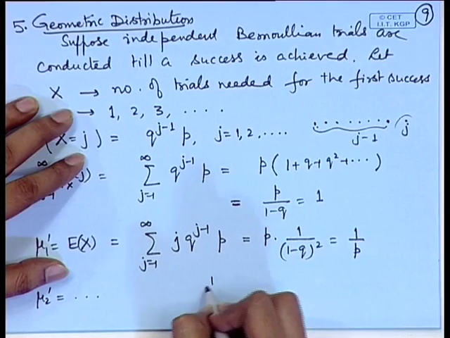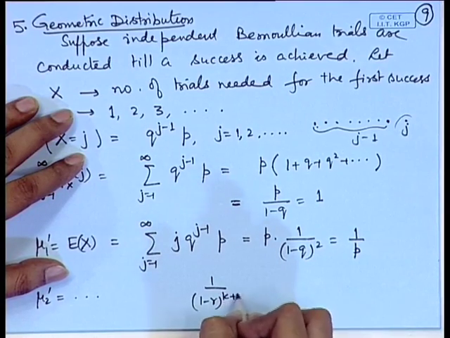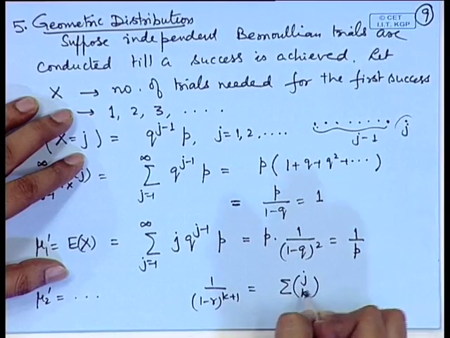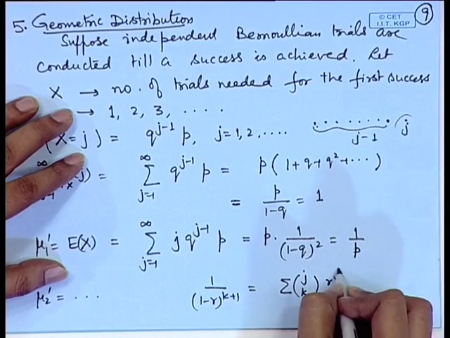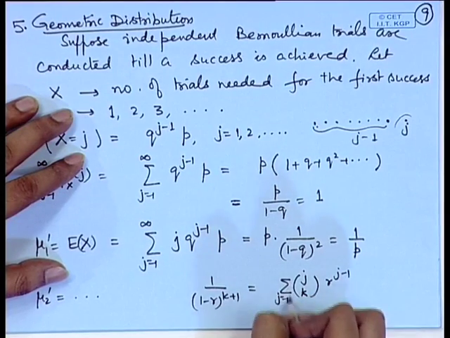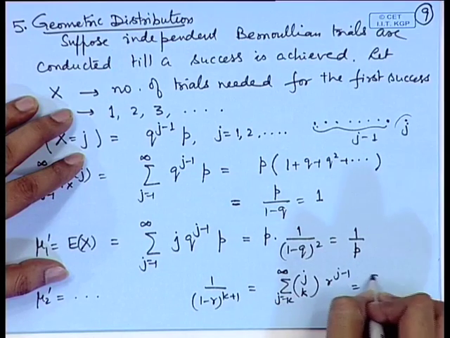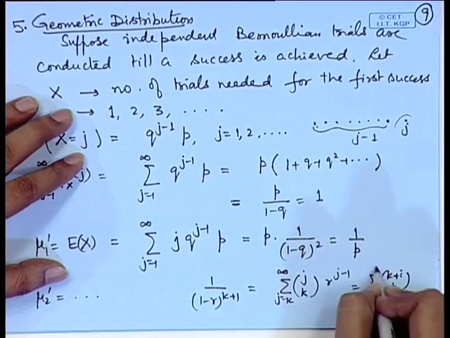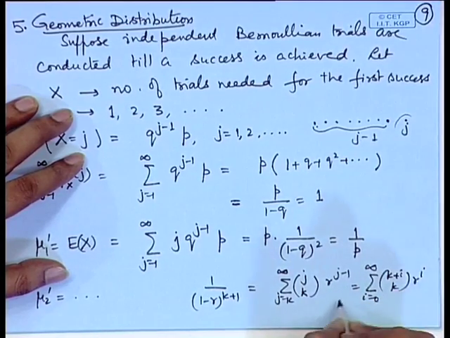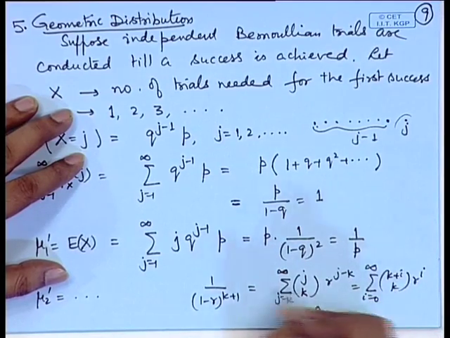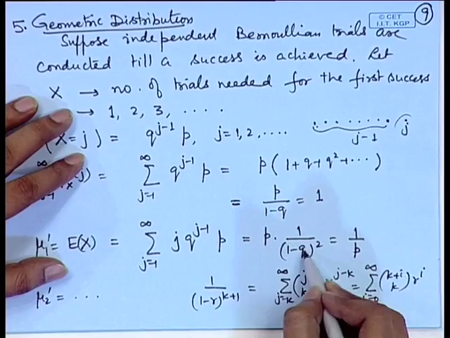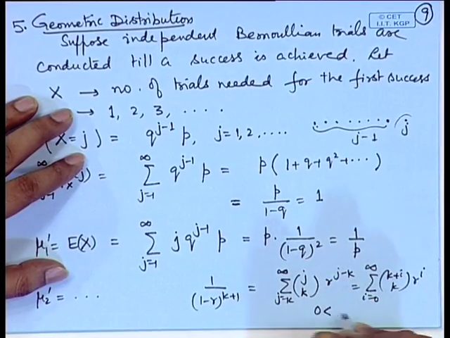formula 1 by 1 minus r to the power k plus 1 is equal to sigma j c k r to the power j minus k, j is equal to k to infinity, or we can also write it as sigma k plus i c k r to the power i, i is equal to 0 to infinity, where this is j minus k. Here this is a mathematical formula and we need to have r between minus 1 to 1, but since here q is a probability, it has to be between 0 and 1.